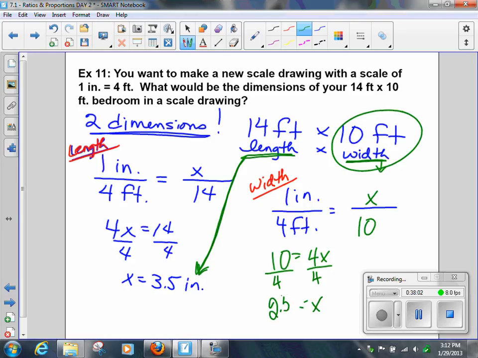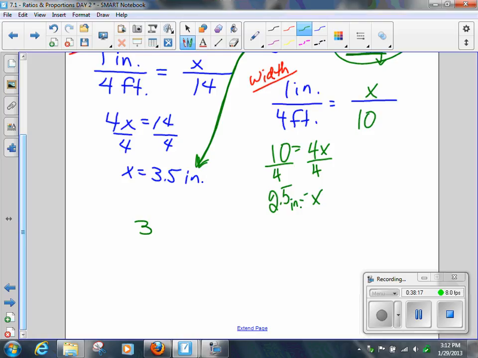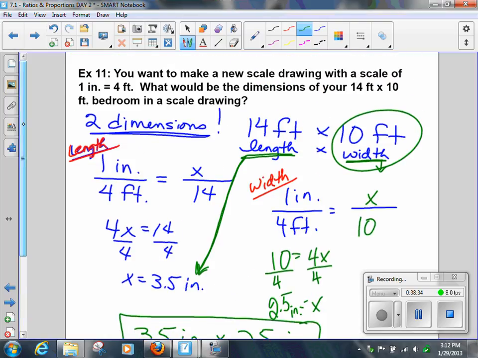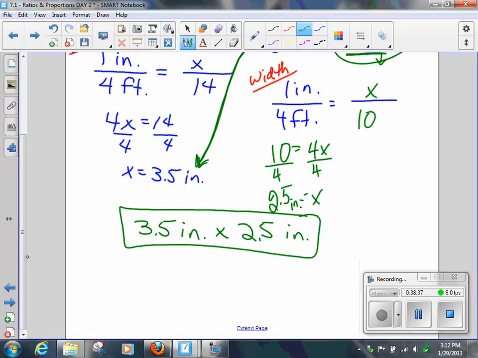2.5 what? Inches. Now, what's the best way to write your answer? Go back and read the problem. It said, what would the dimensions of your 14-foot by 10-foot bedroom be in a scale drawing? 3.5 inches by 2.5 inches. There you go. Pardon me? No, I just did it in the order that it came in. It gave you 14 feet by 10 feet, so I gave my answer in 3.5 inches by 2.5 inches.